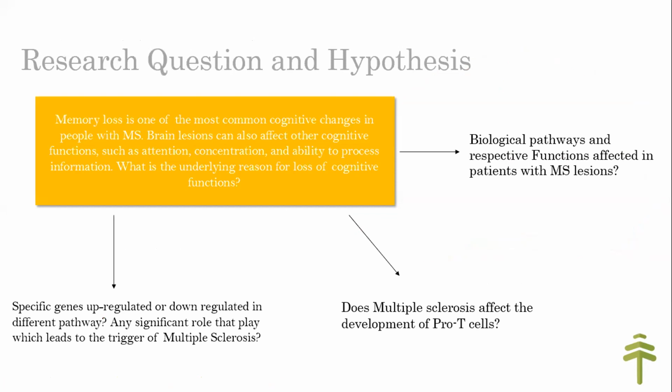Talking about my research question and hypothesis, my main research question was that patients of multiple sclerosis have impaired cognitive functions, and they usually tend to forget things and cannot pay attention to any particular thing. So memory loss is one of the most important characteristics of MS. Using this main research question, I wanted to answer my hypotheses, which were 3. First, I wanted to know the biological pathways and their respective functions that were affected in patients that had gray matter lesions, that is MS patients.